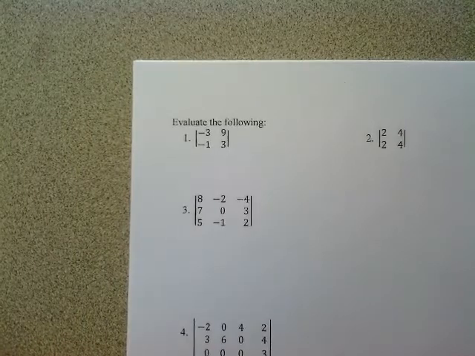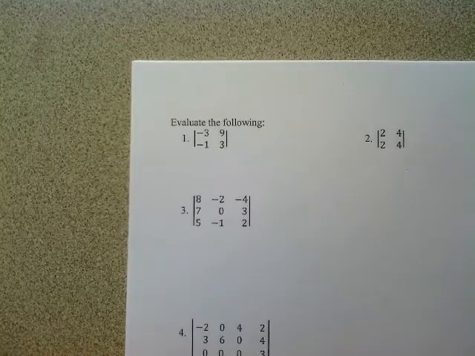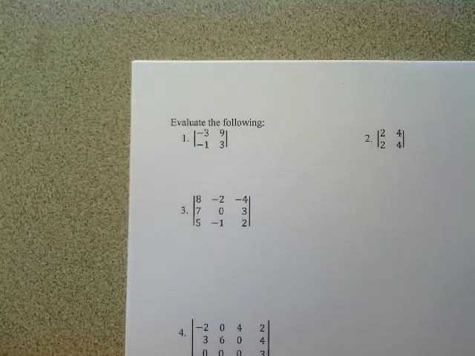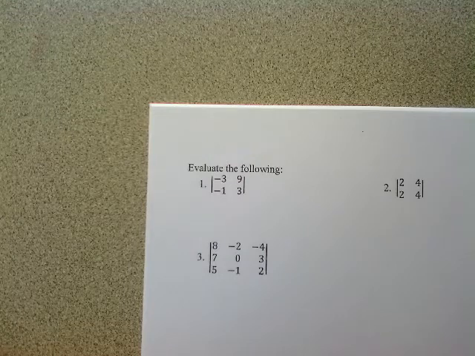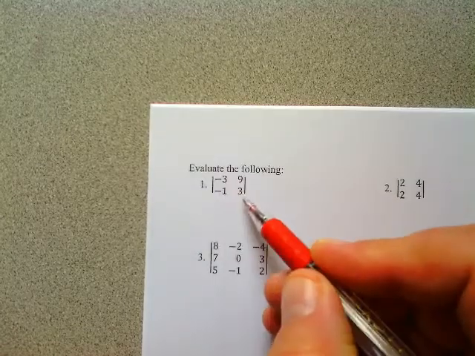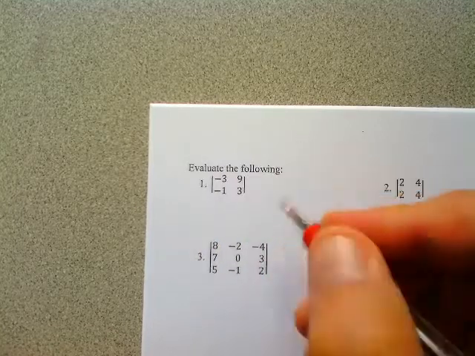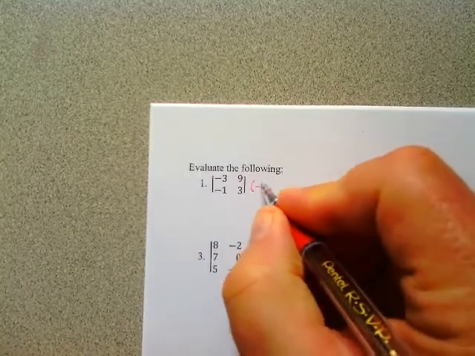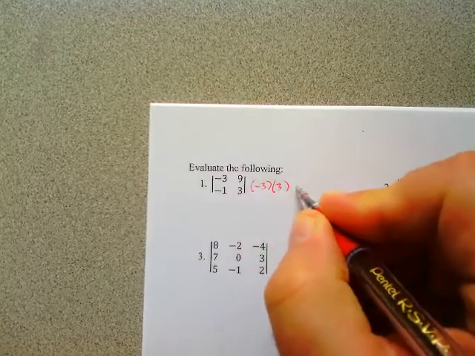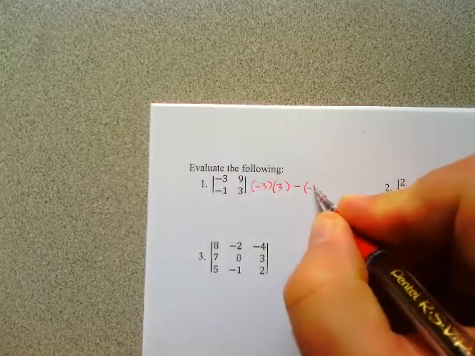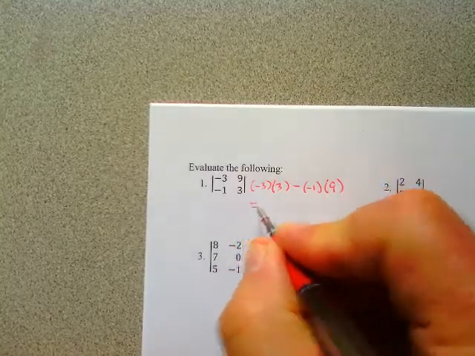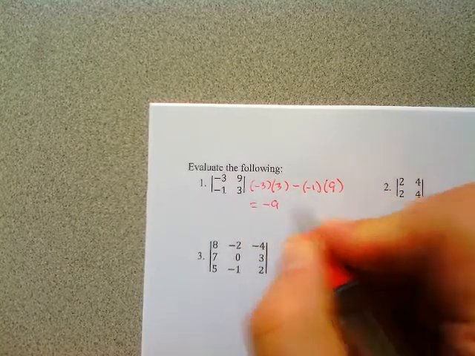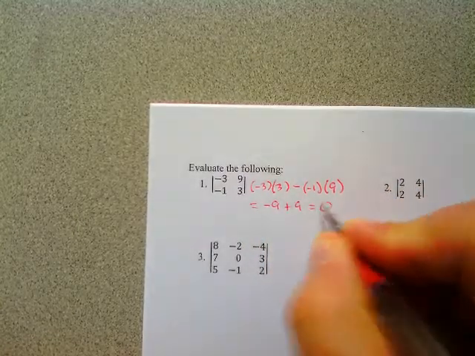So let's go ahead now and look at a few examples. We're going to evaluate these determinants. So remember, it's this diagonal, subtract that diagonal. So we're going to have negative 3 times 3, subtract negative 1 times 9. And so that'll give negative 9 plus 9, and so it equals 0.